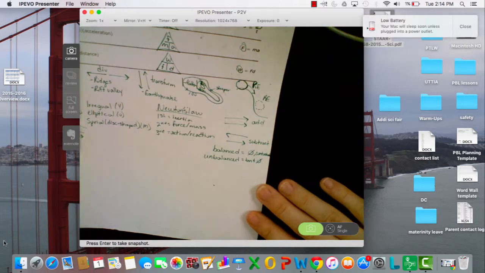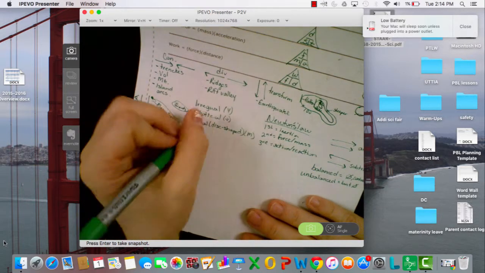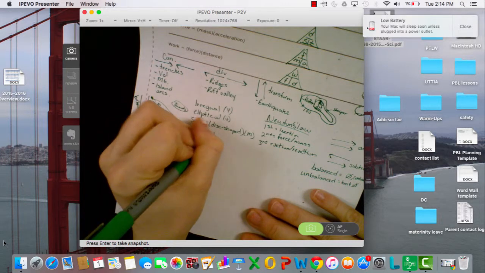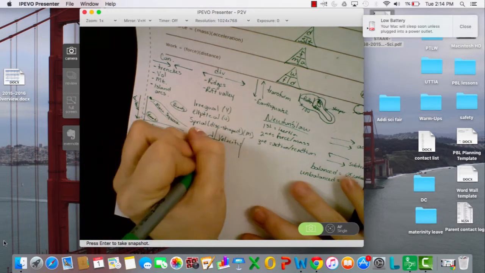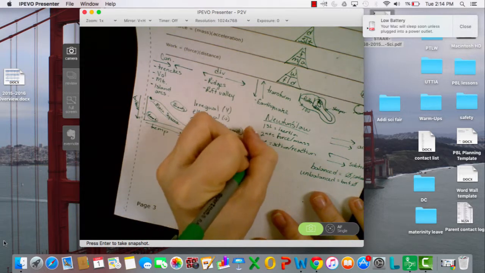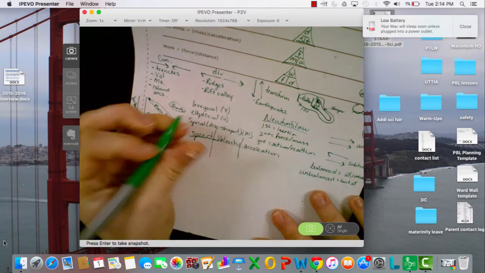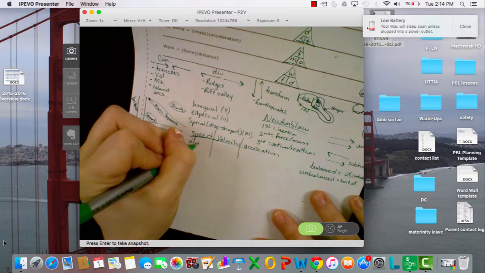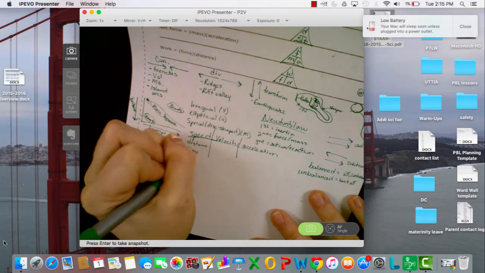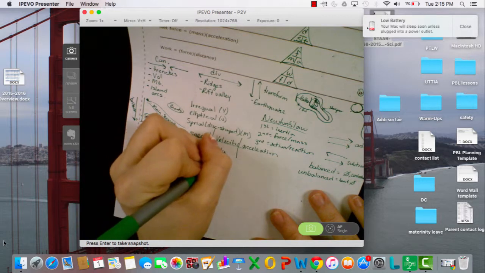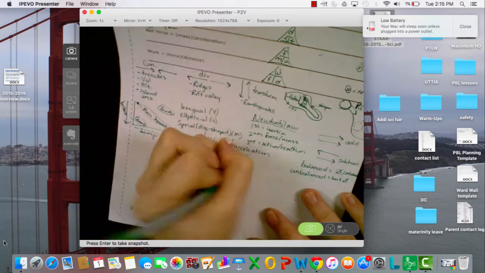Speed, velocity, and acceleration. Speed is distance and time. Velocity is everything that speed is plus direction. And acceleration is a change in either speed and or direction.